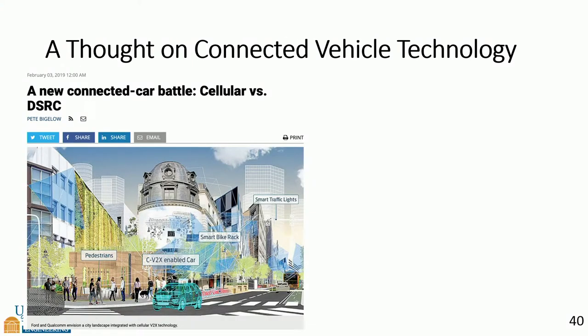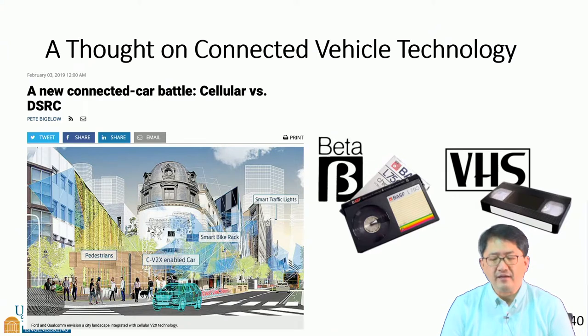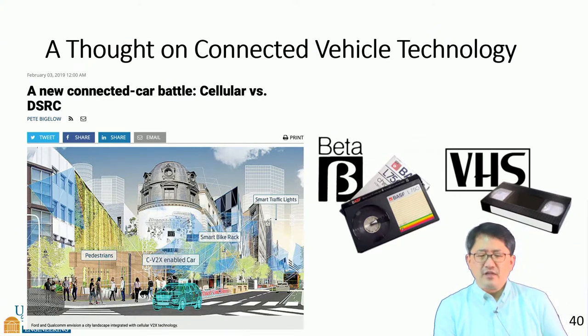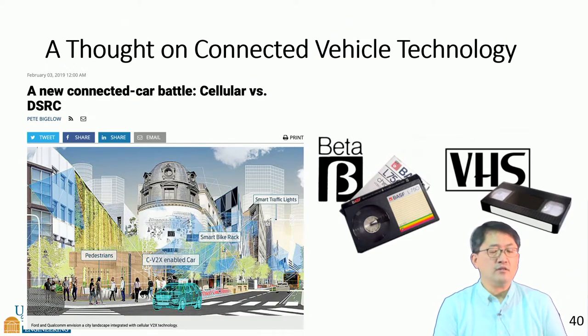I think this is what I mentioned about the better of cellular versus DSRC. I'm ahead of my time, I guess. So Beta and VHS is an analogy, which usually does not work very well anymore because people don't know it. So I explain about this in detail and they understand. It will be happening. More likely, as I mentioned, China will use CV2X. They don't have infrastructure for DSRC.